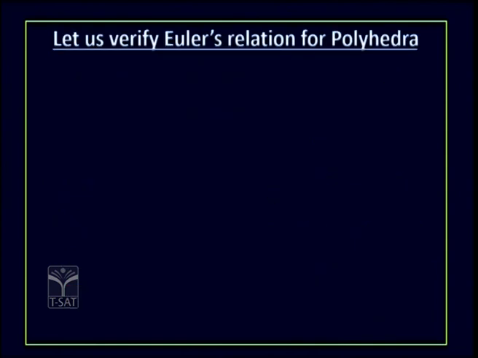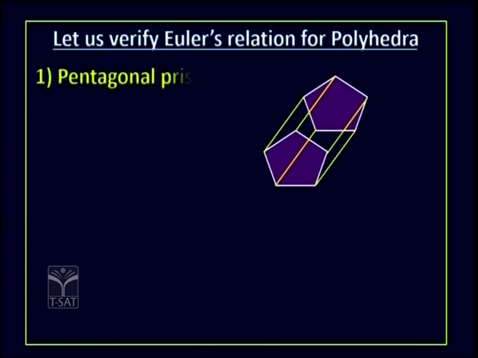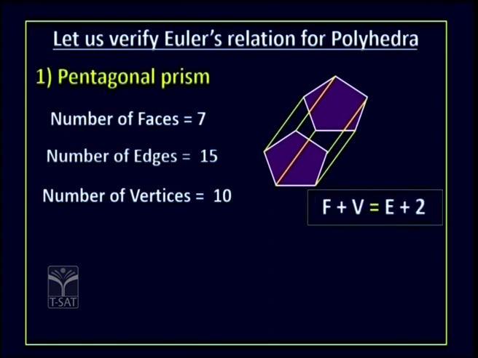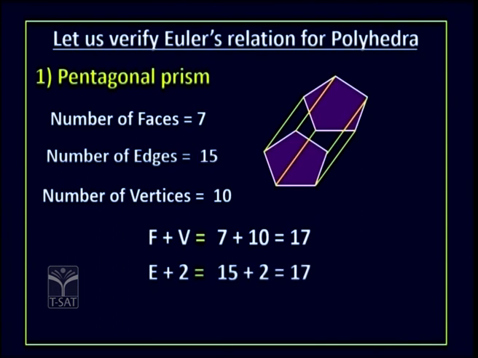Let us verify Euler's relation for polyhedra. Children, I am taking a pentagonal prism. Number of faces equal to 7, number of edges equal to 15, number of vertices equal to 10. For this pentagonal prism, you can find number of faces as 7, number of edges 15, number of vertices 10, children. What you have to check? You have to check whether f plus v equal to e plus 2 or not. Children, what is f plus v? Yes, it is 7 plus 10 which is equal to 17. Children, what is e plus 2? Yes, it is 15 plus 2 which is also equal to 17.